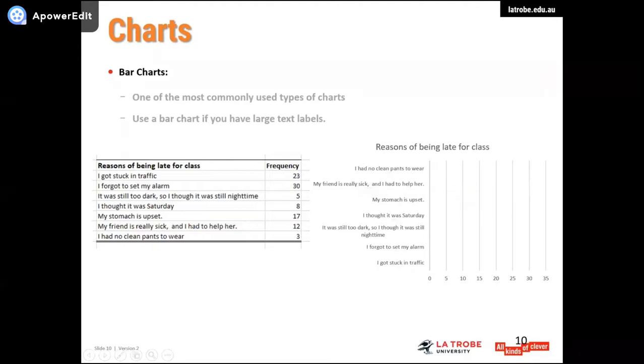So in this slide, we have an example of a bar chart used to show the reasons for being late for class. According to the bar chart, we can see that the reason "I forgot to set the alarm" is the most used reason to be late, which is very clear. And the second reason is "I got stuck in the traffic." So that's why we're using the bar chart to compare different values easily.